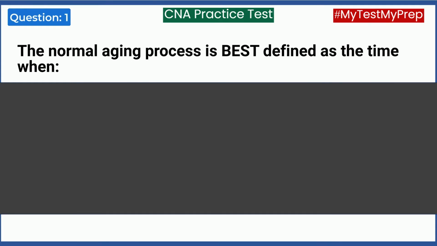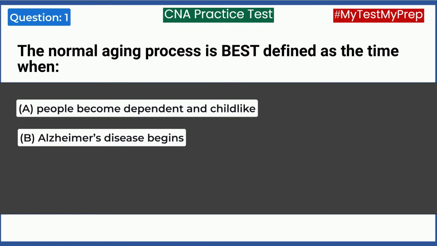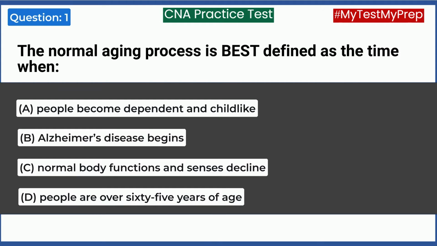The normal aging process is best defined as the time when A. People become dependent and childlike. B. Alzheimer's disease begins. C. Normal body functions and senses decline. D. People are over 65 years of age. Answer: C. Normal body functions and senses decline.